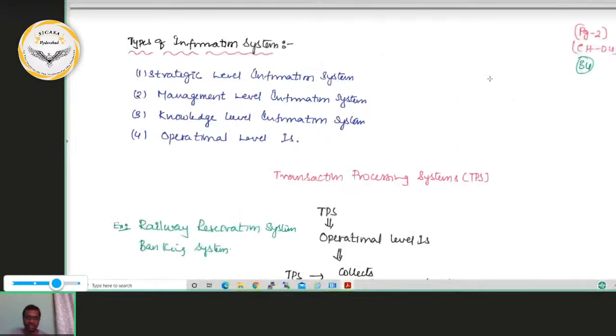Generally, an organization has 3 levels: an operation level, a middle level, and a top level. The same way, information systems are also classified into 3, and you have an additional level called knowledge level information systems. So basically, total 4. Strategical level information systems are used by top level management. Management level information systems are used by middle level management, and operational level information systems are used by low level management. Knowledge level information systems are used by knowledge managers. That's called a knowledge level information system, an additional information system.